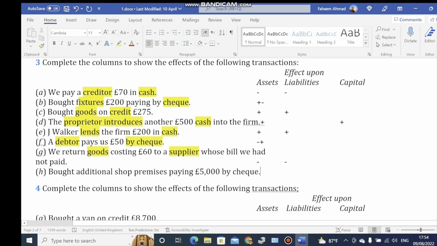Next business transaction, H. Bought additional shop premises, paying 5,000 pounds by check. So premises and check are two accounts. Premises means property. Property is an asset. When the business bought premises, property is increasing. Paid by check means paid from bank. Bank balance is falling by 5,000 pounds. It means that the asset bank balance is falling, negative.